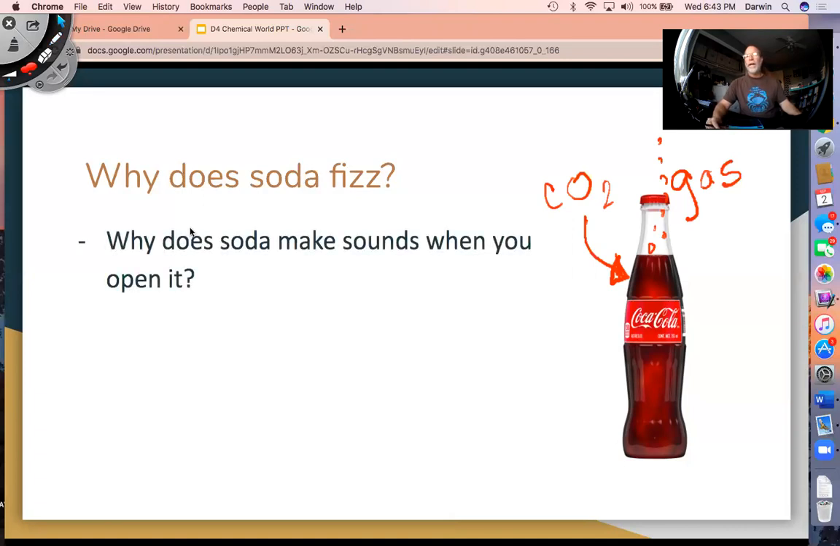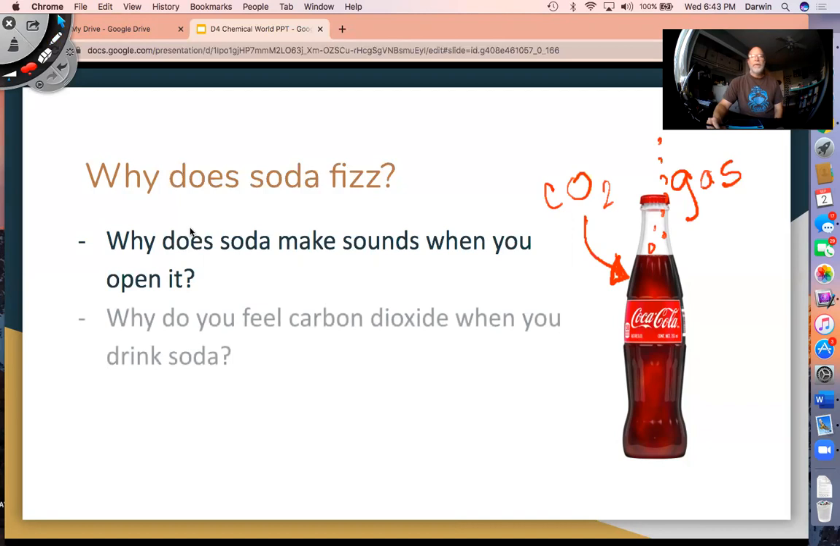So why does soda make that psst sound? Well, that psst sound is due to the carbon dioxide gas. When you open up the drink, do you feel the carbon dioxide that's inside? Absolutely you do. You feel it on your tongue, you feel it in your mouth, you can feel it kind of sizzling, kind of like those little pop rocks that you would eat when you were a kid, and you'd put them in your mouth and you just feel this popping sensation.